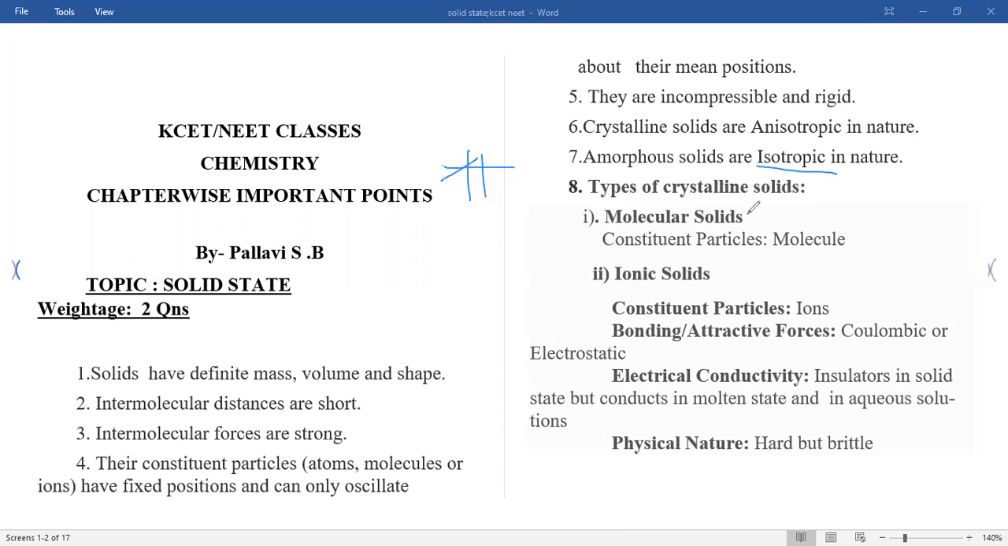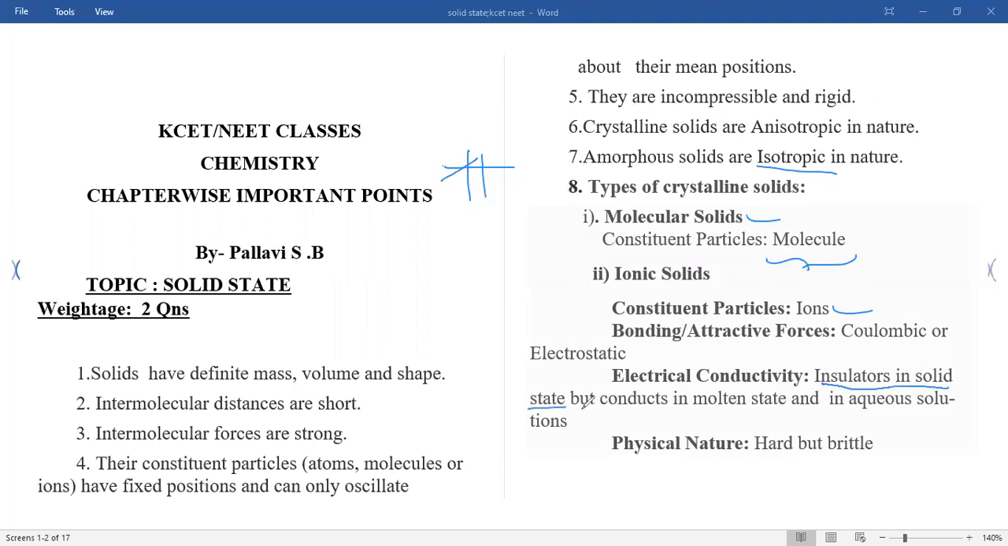So what are molecular solids? The basic classification is based on the constituent particles. In molecular solids, the constituent particles are molecules. When it comes to ionic solids, the constituent particles are ions. In the properties, if we need to study the bonding and attractive forces, it is an electrostatic force of attraction, or I could say an ionic bond. And for electrical conductivity, they are insulators in the solid state. This is the point you have to concentrate on, dear students: they are insulators in the solid state.